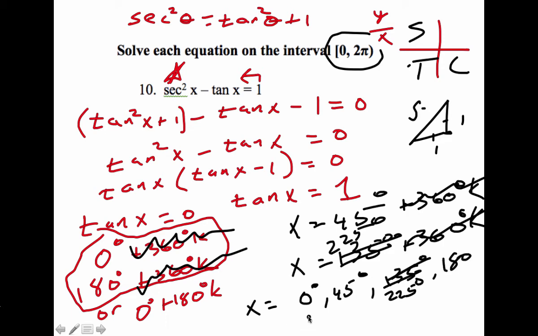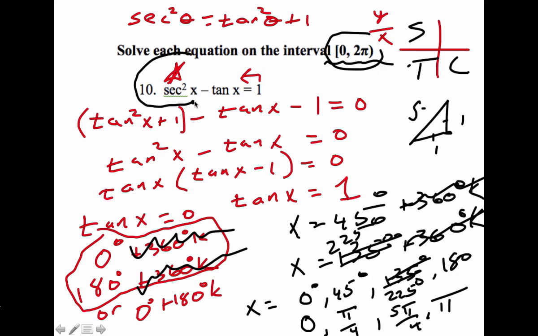So in radians, it's 0, and it's, what's 45? Pi over 4, and that makes 225 must be 5 pi over 4, and 180 is pi. So since it said just on the interval of 0 to 2 pi, you don't need the 360k's. That's the difference in the answers that you'll see. But the moral of the story here is this is the big moment right here. You need to recognize that we need to change that.